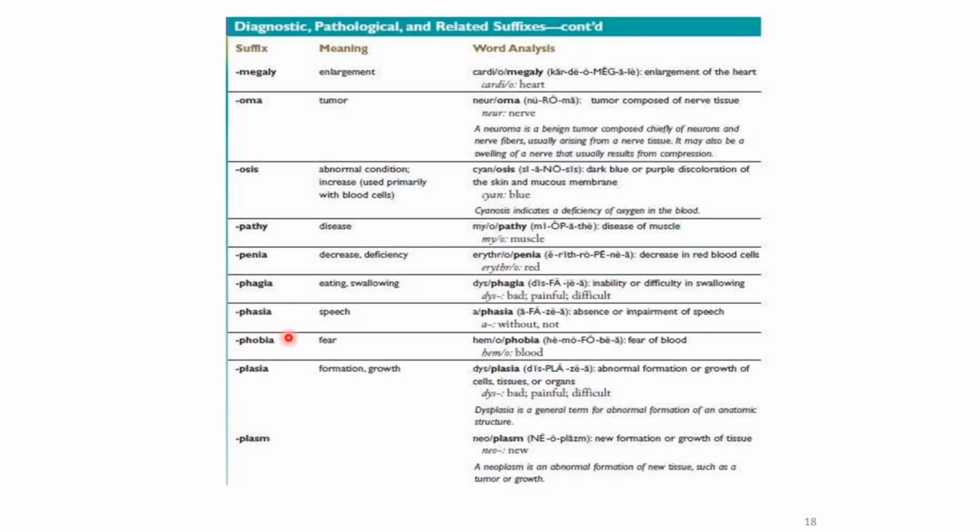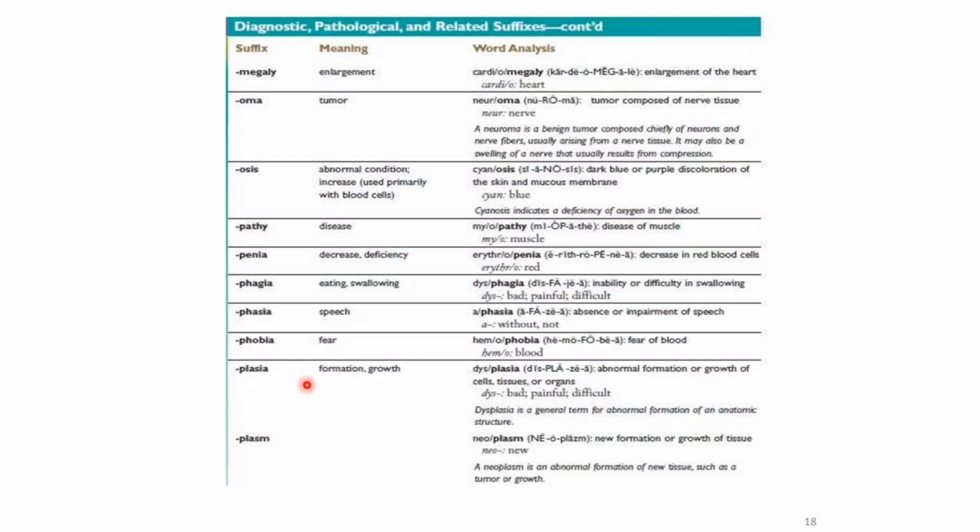Then phasia. Phasia means it is related to speech. And the word analysis for the suffix phasia is aphasia. Aphasia, that is absence or impairment of speech. Then phobia. Phobia means fear. And the word analysis for the suffix phobia is hemophobia, that is hemo means related to the blood, so fear of blood.